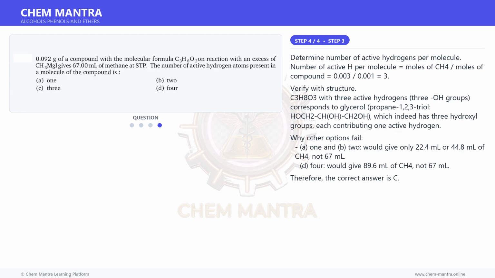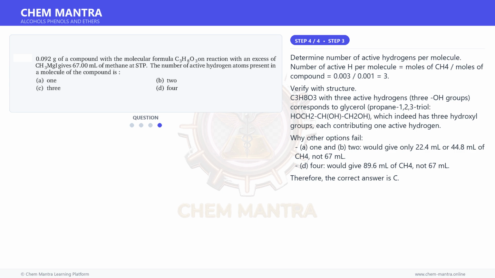C3H8O3 with 3 active hydrogens, 3 OH groups, corresponds to glycerol, propane-1,2,3-triol, HOCH2CH(OH)CH2OH, which indeed has 3 hydroxyl groups, each contributing 1 active hydrogen.